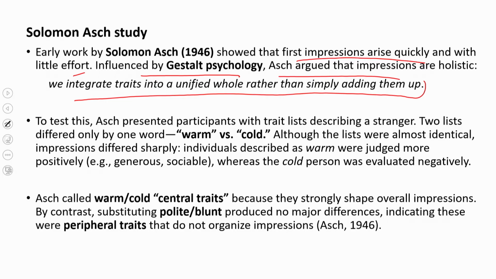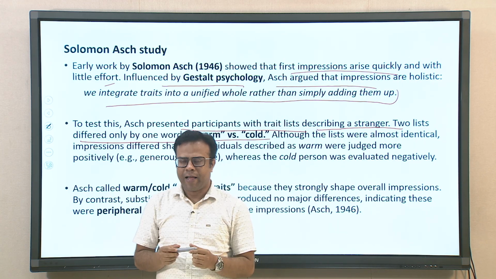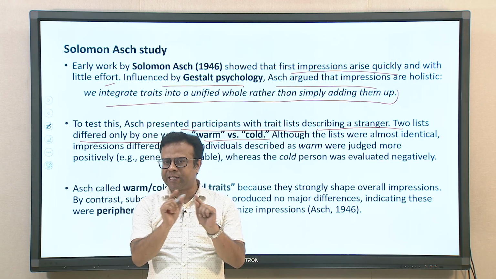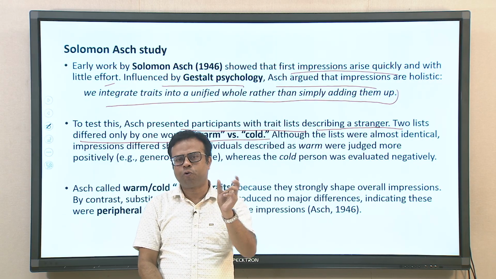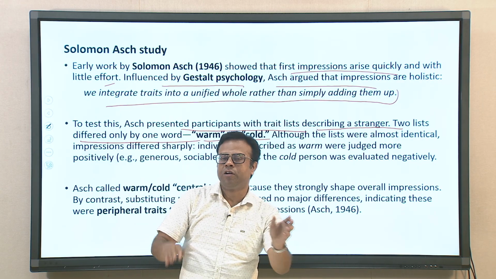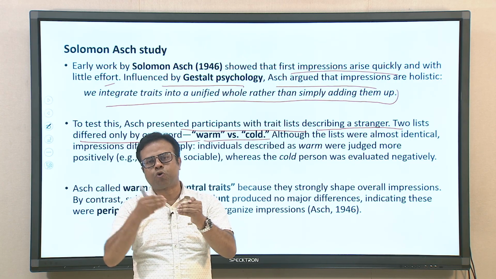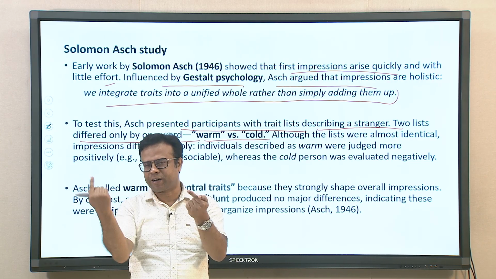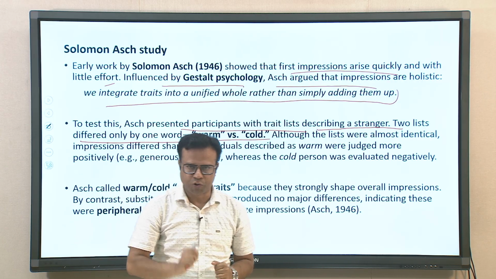To test this, he presented participants with trait lists describing a stranger. Two lists differed only in warm and cold. This was a very small experiment. He wrote the description of two individuals, both strangers to the participants, and gave a list of characteristics. Both lists were exactly the same except for one word. In one list the word warm was used as a characteristic of the person, and in the other, in place of warm, cold was used, and all the other characteristics were the same. We will see the other characteristics in the next extension of this study.